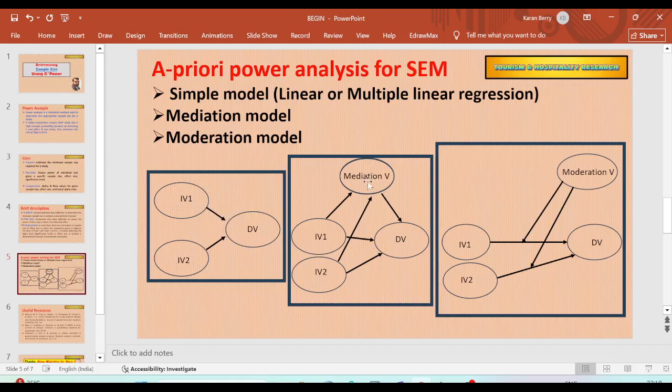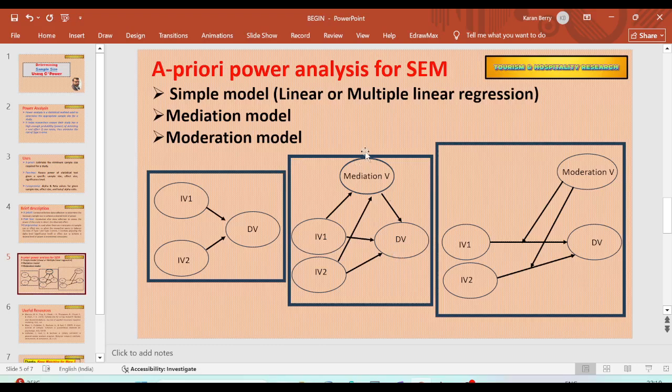When you go to a mediated model, you see the maximum number of arrows pointing towards a single construct, that is 1, 2 and 3. So although there are two independent variables, IV1 and IV2, there is a mediation variable. So that is why we say 1, 2 and 3 predictors are there.